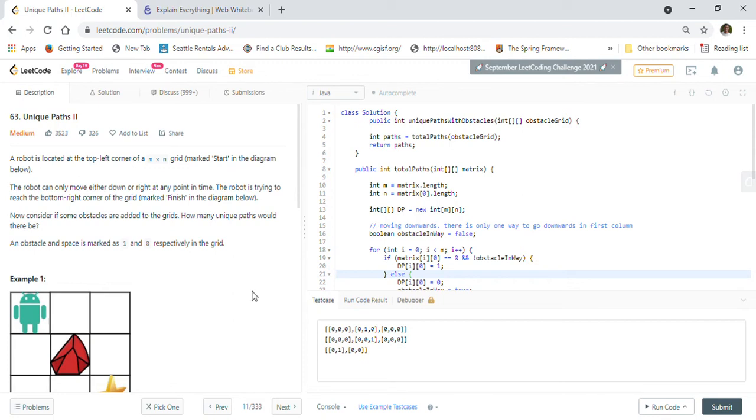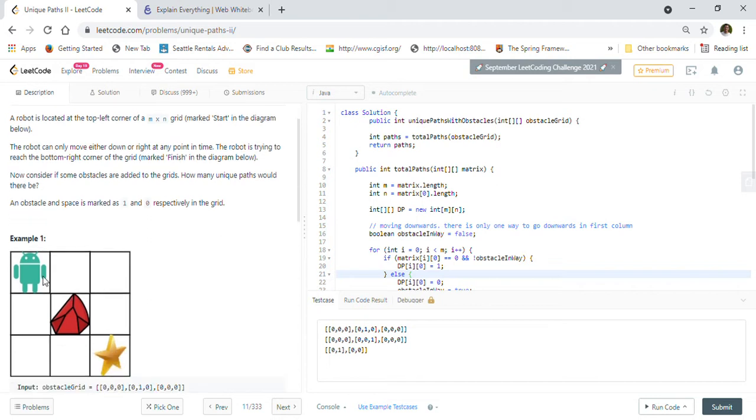Welcome back, friends. Today we are going to solve LeetCode problem 63, Unique Paths 2. Here a robot is given a starting position, and the robot wants to reach this ending position given by a star, right? And there can be obstacles, like this one representing in red color, so this is an obstacle, so a robot cannot go through this cell.